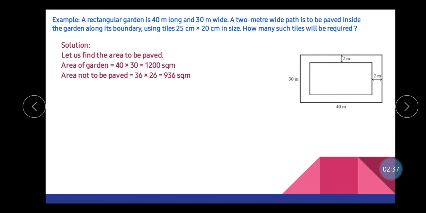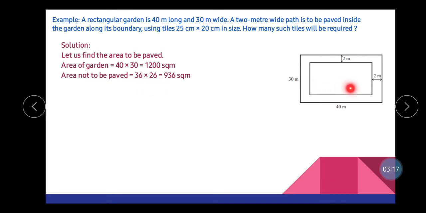Now the area which is not to be paved, that we need to find. So that is the inside part. The length is this much, that is 40. If here the distance is 2 meter and here is 2 meter, we'll reduce 2 meter on each side. So 40 minus 2 we will get 36 as the inside length, and the breadth over here was 30 meter, here 2 meter is reduced, 2 meter is reduced, so 30 minus 2 you will get 26. So area not to be paved will be length into breadth.